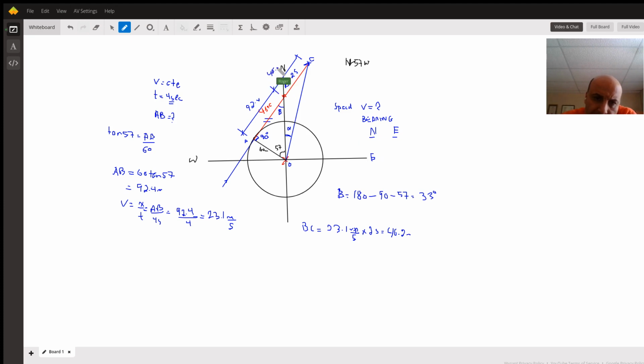I'm just going to put it here. Now, how is that going to help me? You're going to use some geometry here. Look, you've got this whole distance now. The sum of these two distances, AB plus BC, is 92.4 plus 46.2, and you get 138.6 meters.